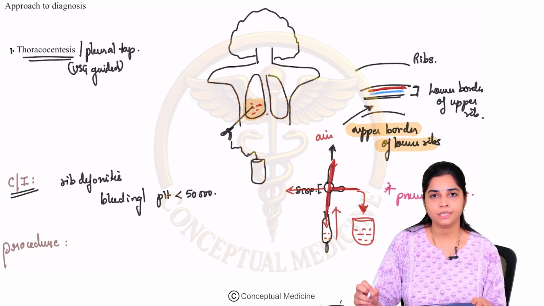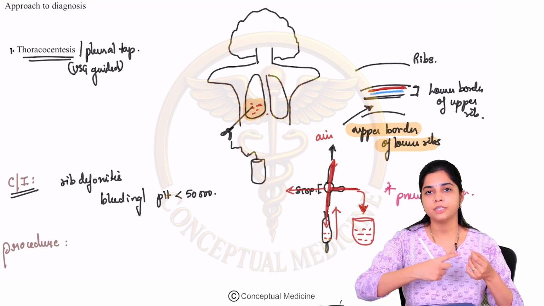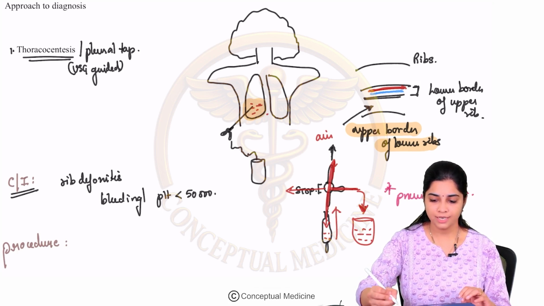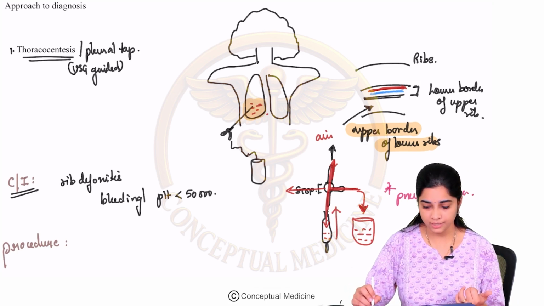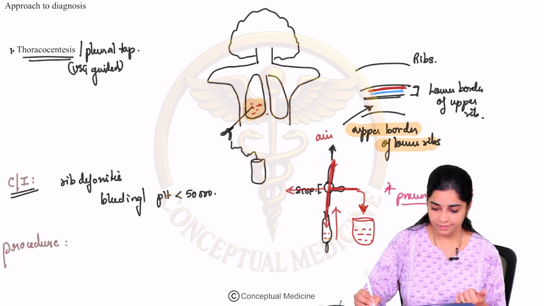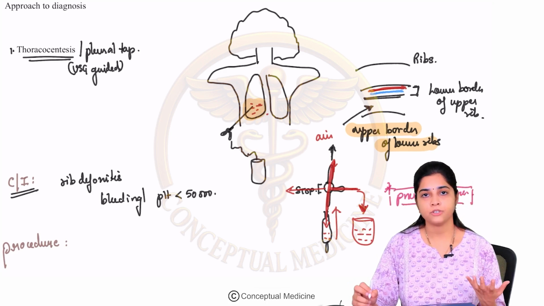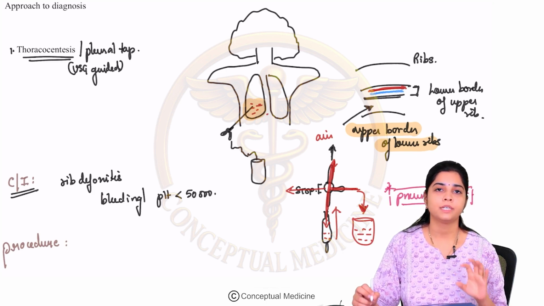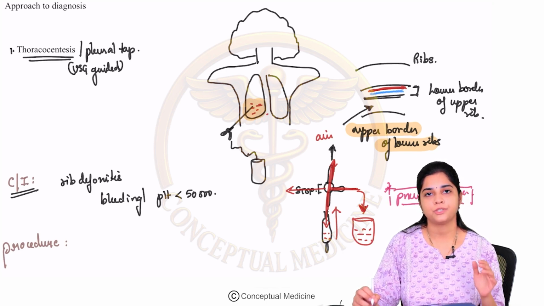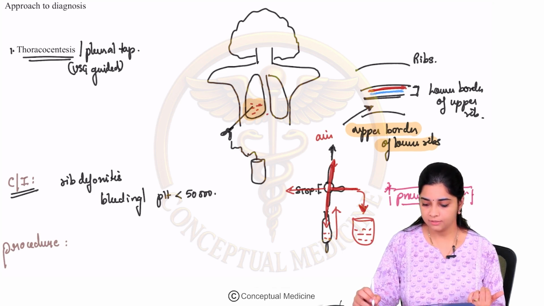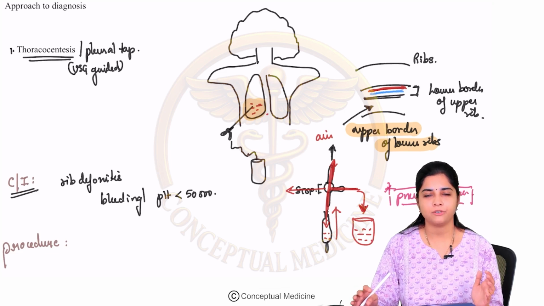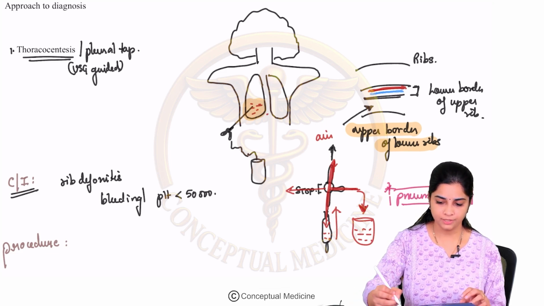Also be very, very careful that whenever you are puncturing the pleura, you can inadvertently puncture the lung itself and hence again result in a pneumothorax. So that is a very important precaution that we have to take, and that is the reason why nowadays pleural fluid analysis is being done as a USG guided procedure. Okay, fine. So this is about the steps and precautions that you have to take when you do a pleural fluid analysis.